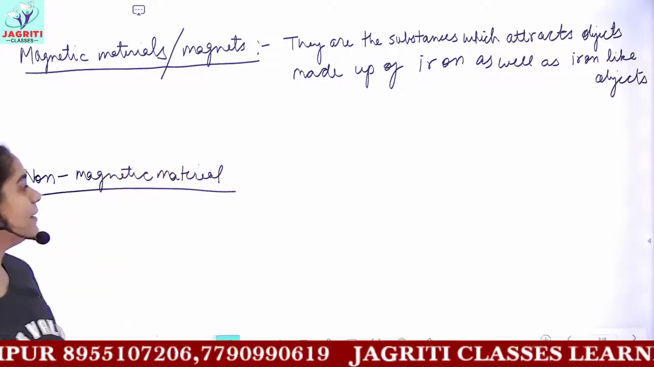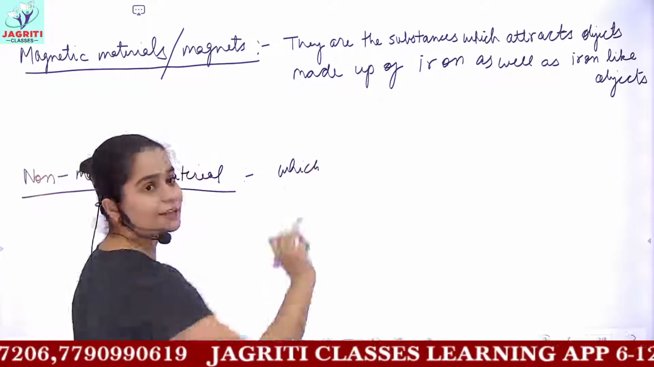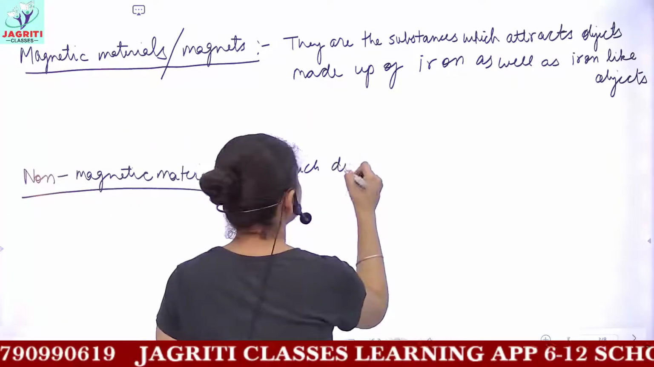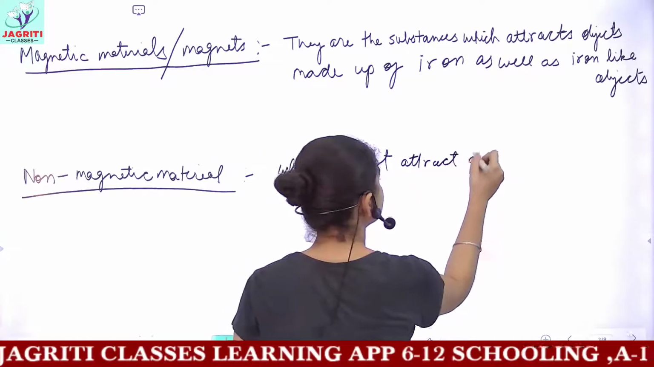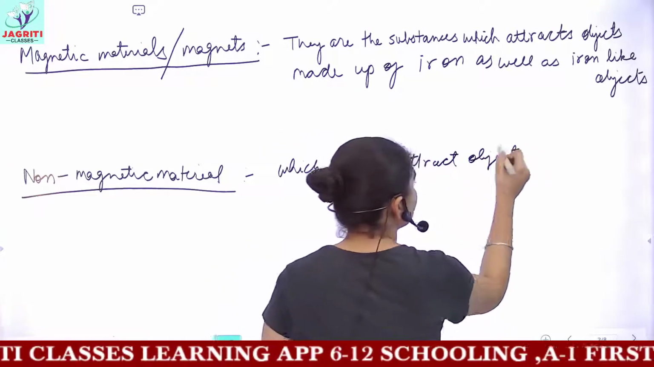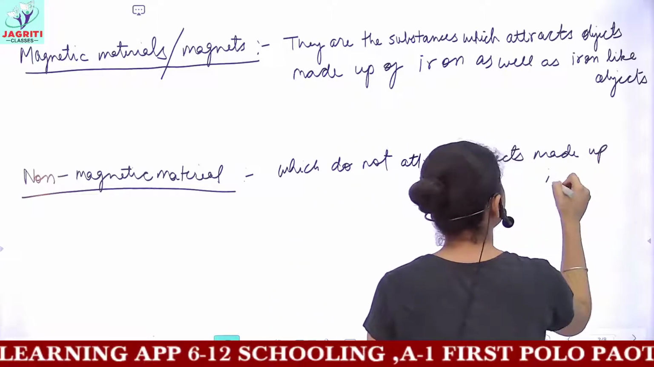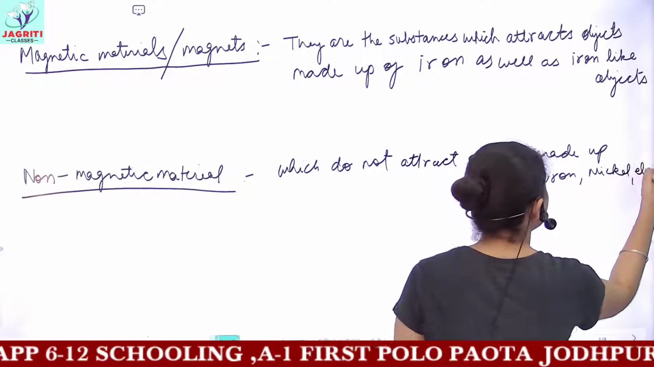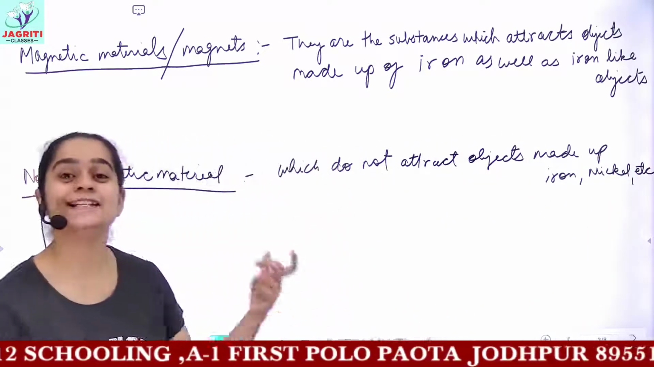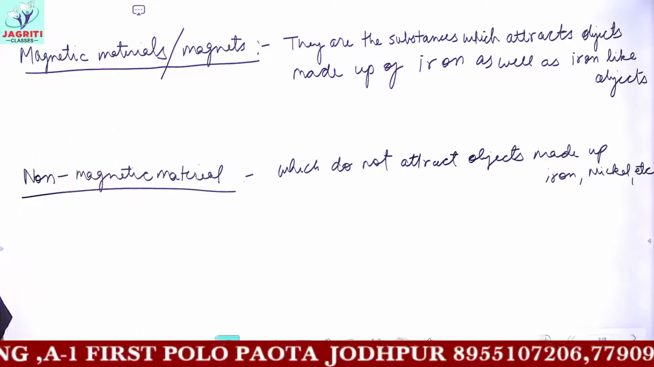And non-magnetic materials do not show such an attraction property, so they do not attract objects made of iron, nickel, etc. So such materials would be called non-magnetic materials. So I hope this classification is clear.